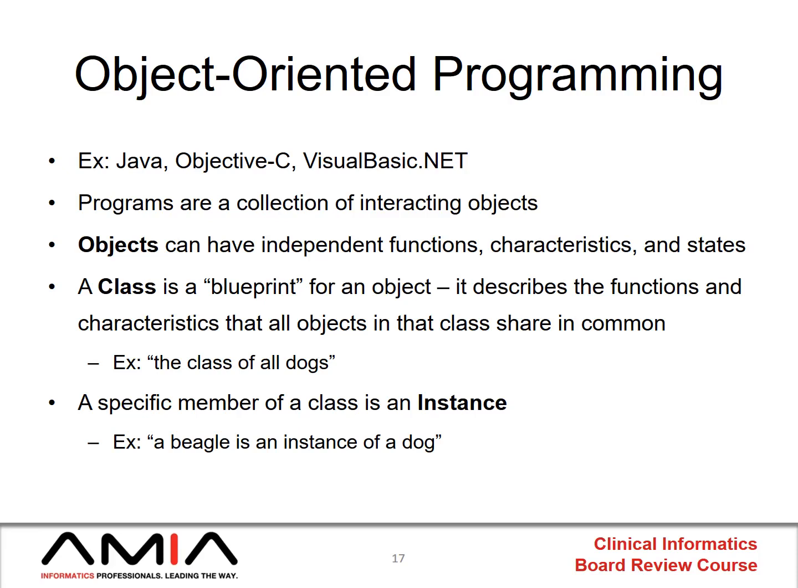And then when I want to create a specific dog to use or to store in my system, I would create what's called an instance of that class. And now by creating that instance, I've made a sort of a physical version, or a software version of that object. So I might have the class of all dogs, but in my veterinary information system, if a beagle gets registered in my clinic, then a beagle might generate an instance of that dog class.